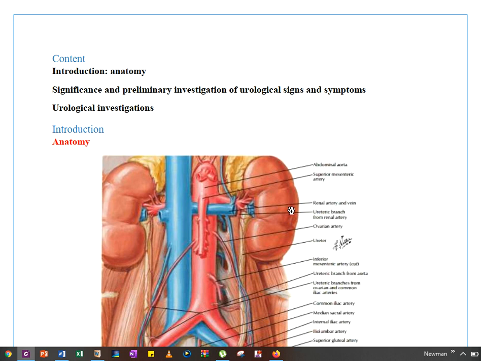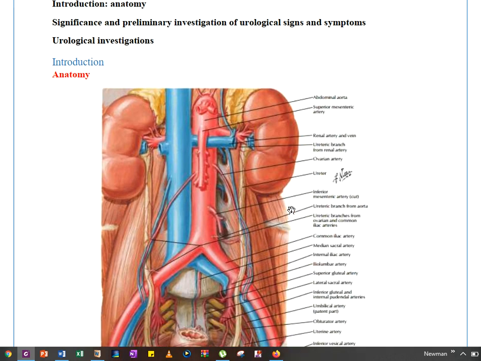So the content of this urology prerequisite will be in 3 videos. In the first video I'm going to be talking about anatomy, but there will also be a video talking about the significance and the preliminary investigation of urological signs and symptoms, and also mentioning and elaborating urological investigation. So let's get started with the anatomy of urology.